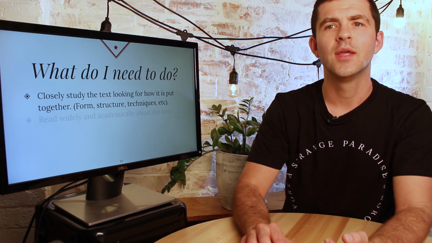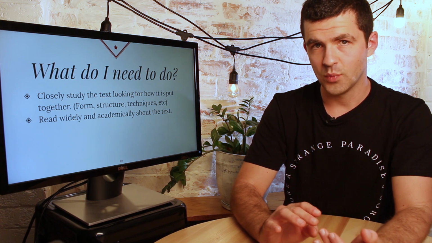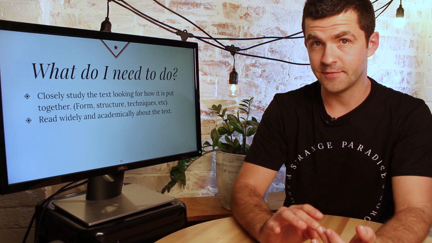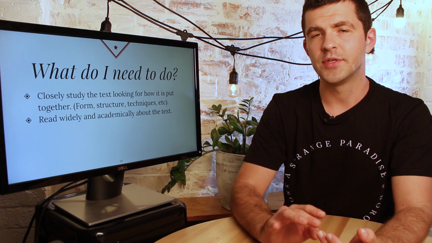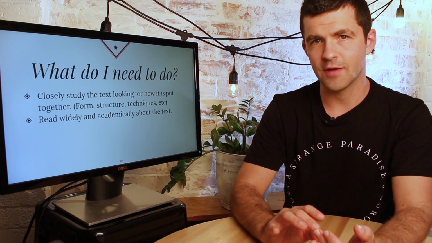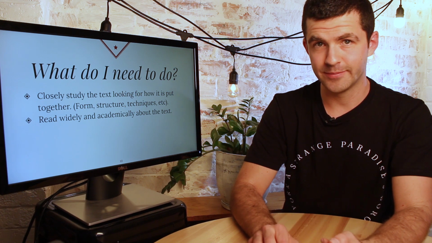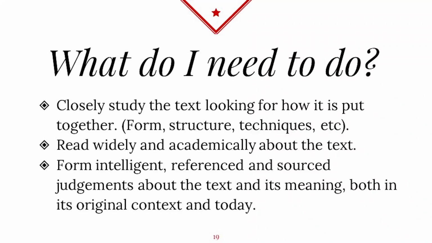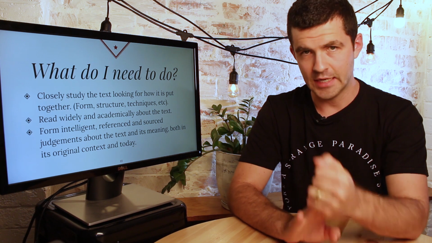Number two, read widely and academically about the text. Wikipedia is a great place to start and a terrible place to finish. Use the references, use the critique. We're talking about high level stuff that we want to be looking at now. That will be challenging, but you can do it. And number three, form intelligent, referenced, and sourced judgments about the text and its meaning, both in its original context and today. Do those three things. They are the keys to success in this unit.